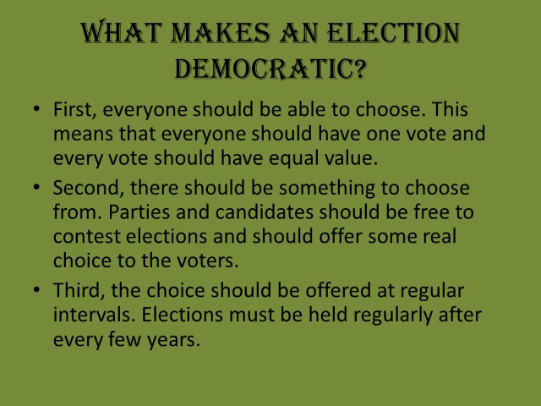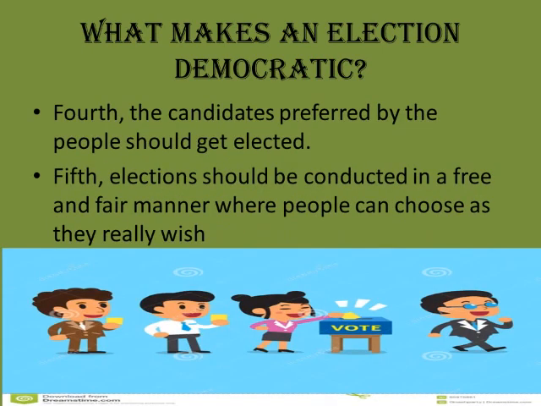Third, the choice should be offered at regular intervals. Elections must be held regularly after every few years. Fourth, the candidate preferred by the people should get elected. Fifth, elections should be conducted in a free and fair manner where people can choose as they really wish. These might look like very simple and easy conditions, but there are many countries where these are not fulfilled.